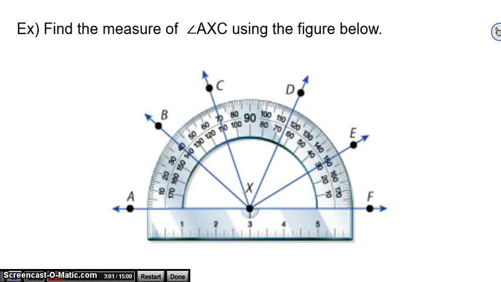In this example, we're going to find the measure of angle AXC using the figure below. Now notice the letter X is in the center of those 3 letters. That means X should be the vertex, and if we look at the protractor, we definitely see that X is the vertex of all of the angles, which means we can't just call any of these angles angle X. There are too many connected to it. We have to call them angle AXB or angle BXD or something similar, but X has to be in the middle.